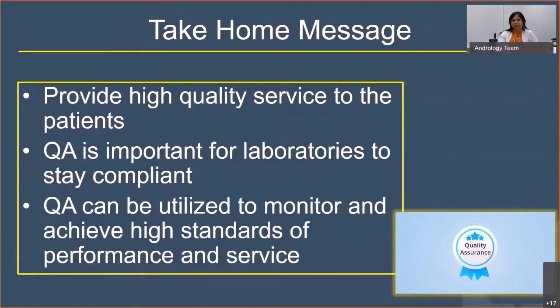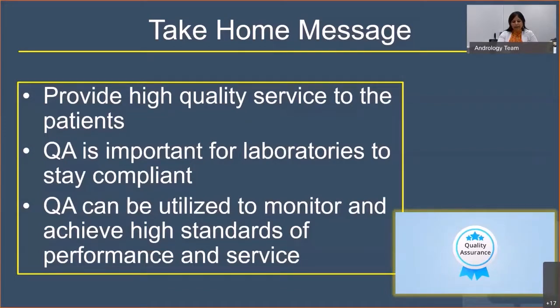So the take-home message is the main objective for implementation of a quality assurance program is to maintain, document, and review any problems that may occur in the andrology laboratory, not limited to just the test problems, but even any complaints or patient feedback, as well as the physician feedback. And this is important for the labs to stay compliant.